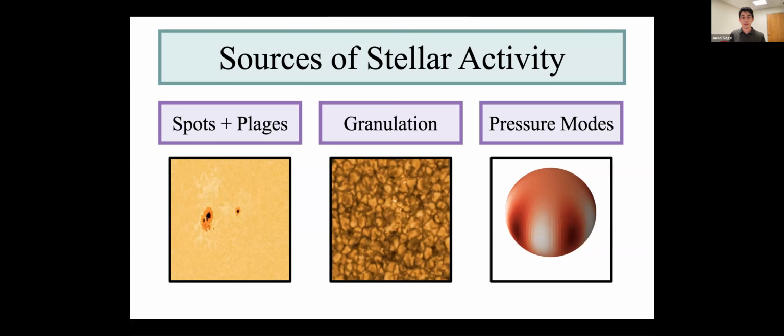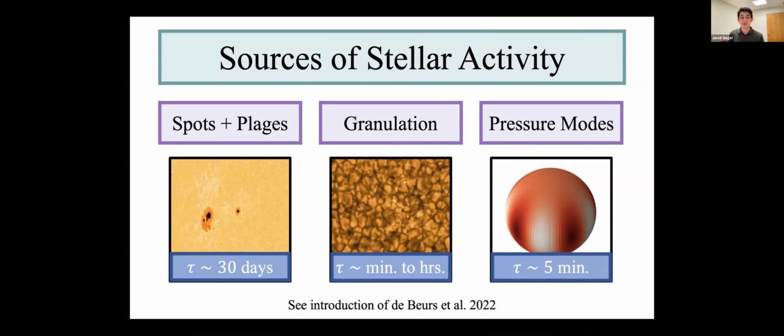We then also have granulation, rising and falling convective cells. This itself is going to create a net convective blueshift. For the Sun, this is on the order of 600 meters per second. But we can also get time variation from this because the cells are rising and falling stochastically with respect to each other. There are then also pressure modes oscillating in the outer layers of our stars.